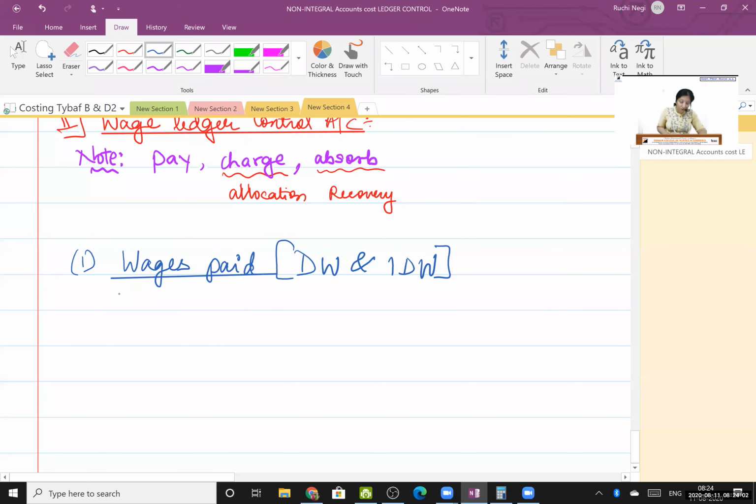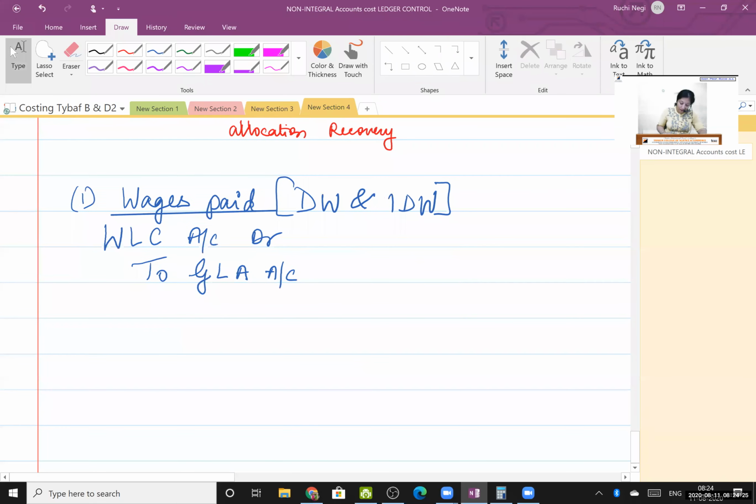Okay, so what is the journal entry? Wages account debit to cash bank should be, right? But under non-integral, from the cost sheet point of view, my journal entry will be wage ledger control account debit. Instead of cash bank, I will write the words 'to GLA'. Okay. Next, wages charged.